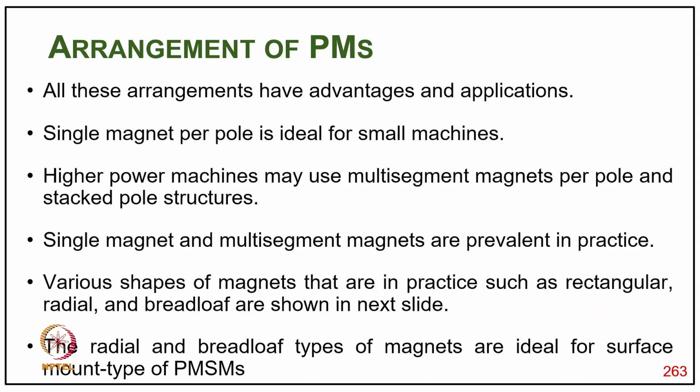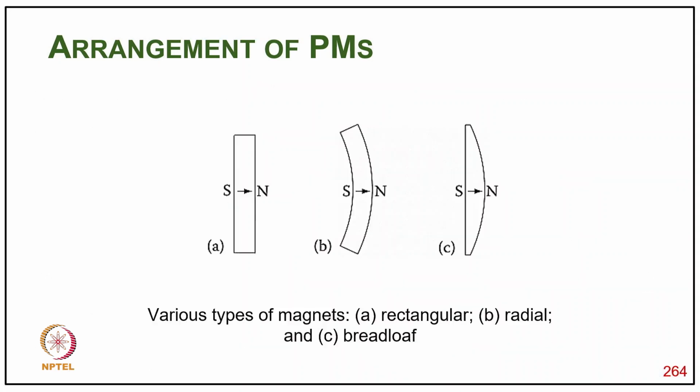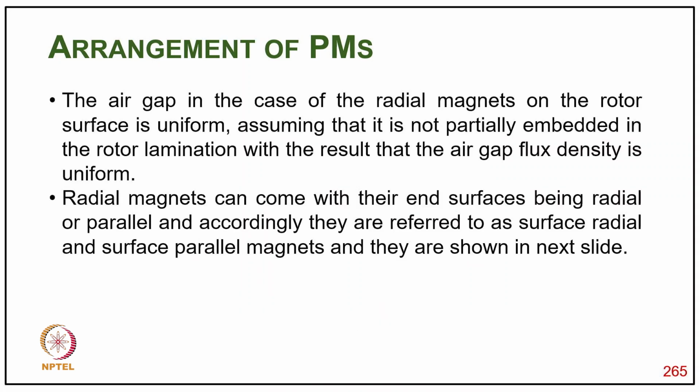A single magnet per pole is ideal for a small machine. However, larger machines may use multi-segment magnets per pole and the stacked pole structure. Single magnet and multi-segment magnets are prevalent in practice. Various shapes of magnets that are in practice, such as rectangular, radial and bread loaf, are shown in the next slide. Radial and bread loaf types of magnets are ideal for surface mounted type of PMs. As you can see how they look, various types: rectangular, radial and typically the bread loaf.